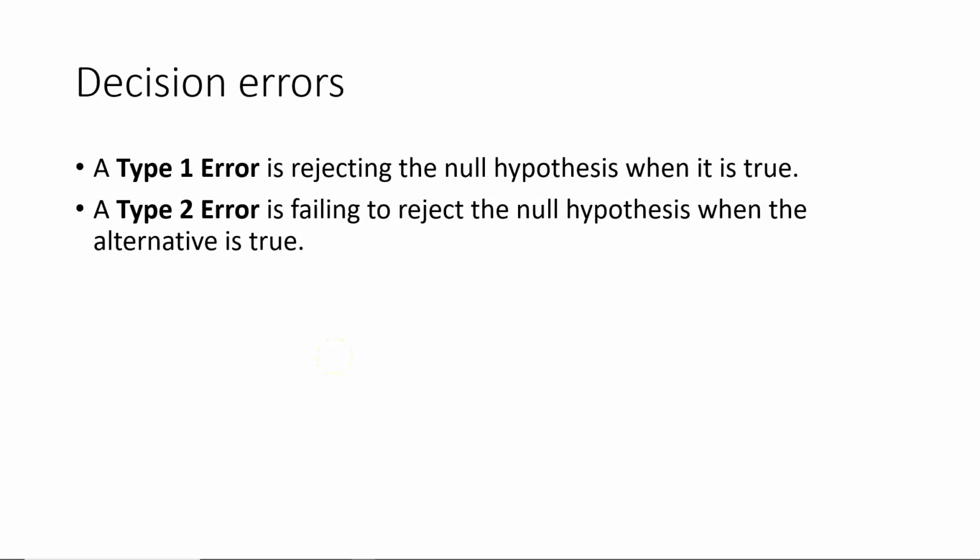Now, I want to close by highlighting that there are two possible decision errors that could be made. A type 1 error is when we reject the null hypothesis, which we did in the example that I just showed you, but an error could have been made in rejecting that hypothesis when in fact it turns out to be true. That's called a type 1 error. A type 2 error is failing to reject the null hypothesis when in fact the alternative is true.